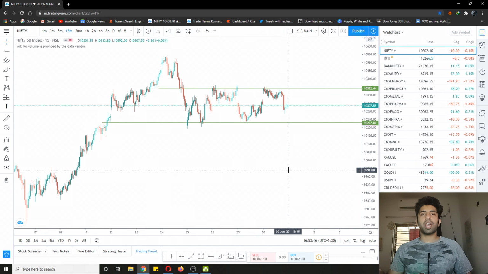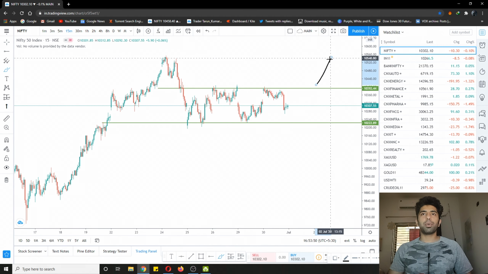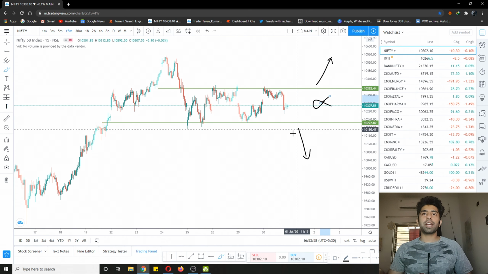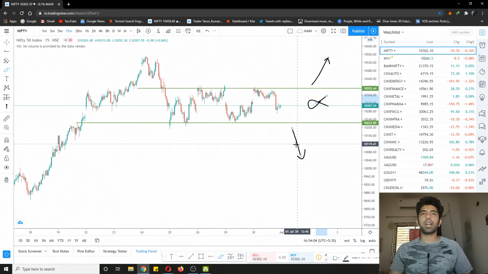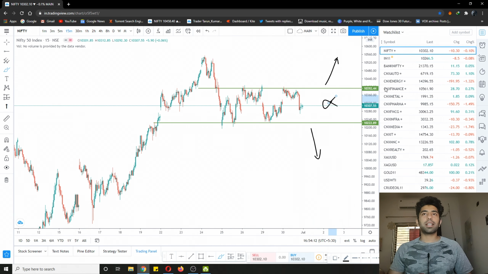So there are two scenarios. Of course, obviously, either we move up or we move down, but it is always recommended to not trade in the sideways market. So we have to avoid trading in the sideways market, and we can trade in some other shares or other instrument, but it is not recommended to trade in Nifty as long as we don't get a clear breakout. So let's see where the market can move tomorrow.